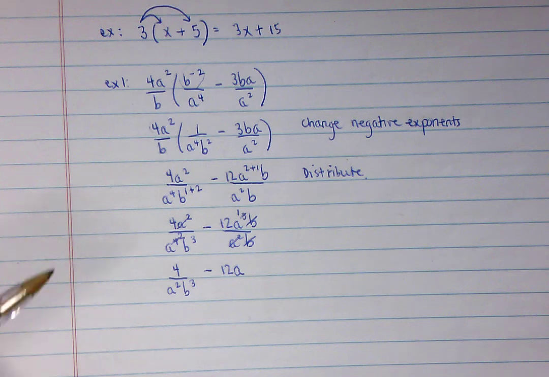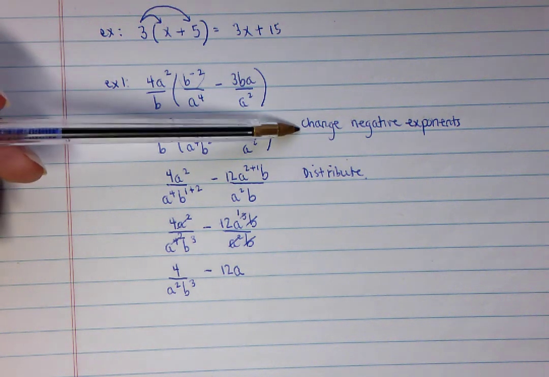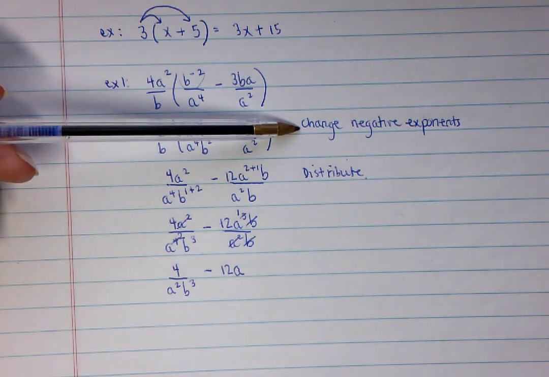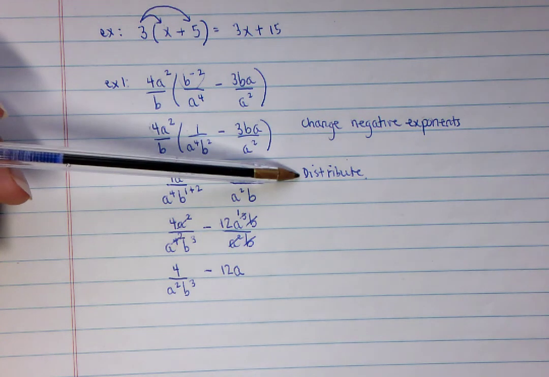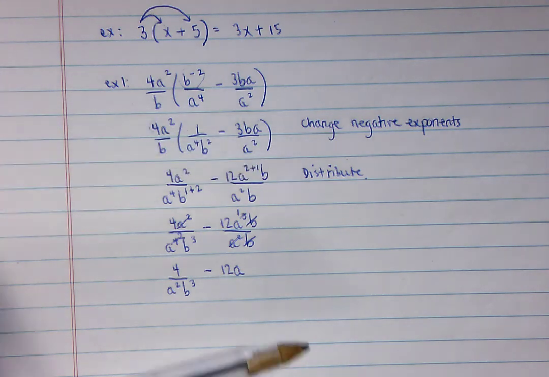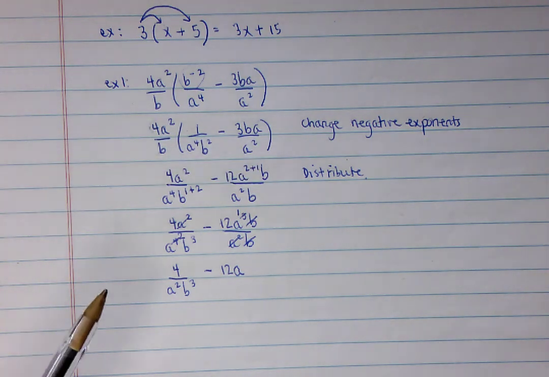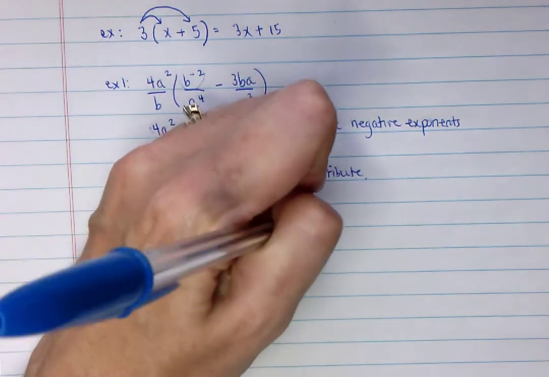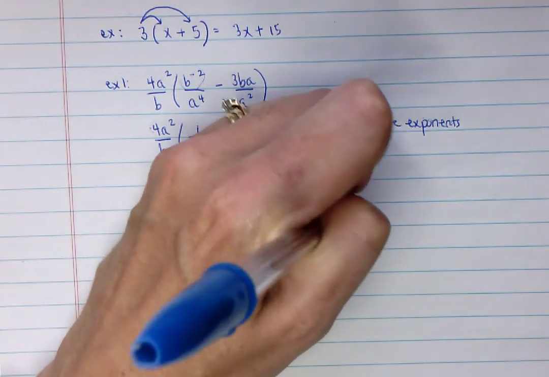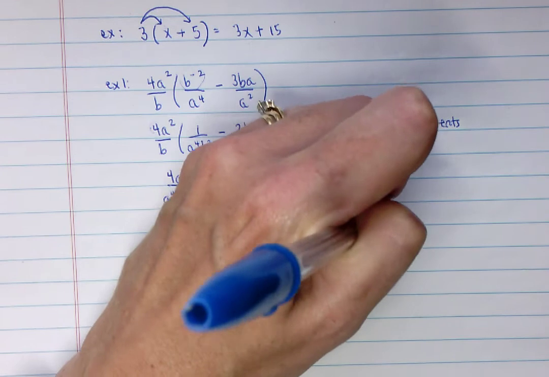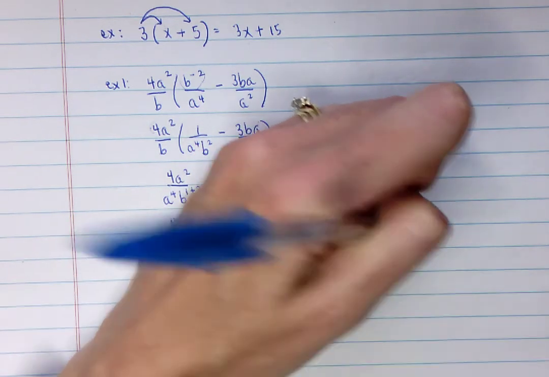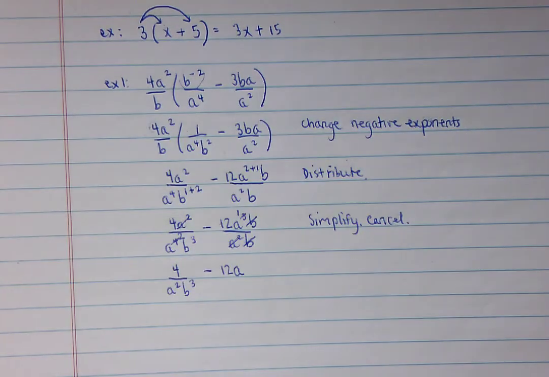Okay, so we're going to say change negative exponents to positive ones, distribute whatever's outside into the inside, and then we can just say simplify. We can say cancel, so cancel things on the top and the bottom. Let's try another one.